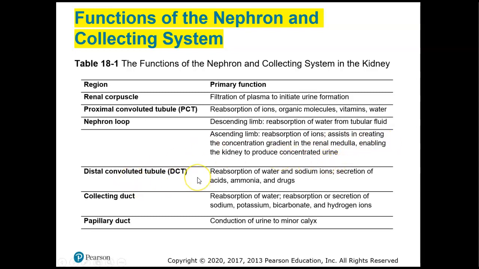Okay? The DCT, the function is reabsorption and secretion. The collecting duct, reabsorption of water, reabsorption or secretion of sodium, potassium, bicarbonate, and hydrogen ions. And all of this is selective. By the time it gets to the collecting duct, it's just to fine-tune what's going to end up staying in the blood and leaving with the urine. The papillary duct just conducts urine to the minor calyx. So by the time the tubular fluid has reached the papillary duct, it's now urine.